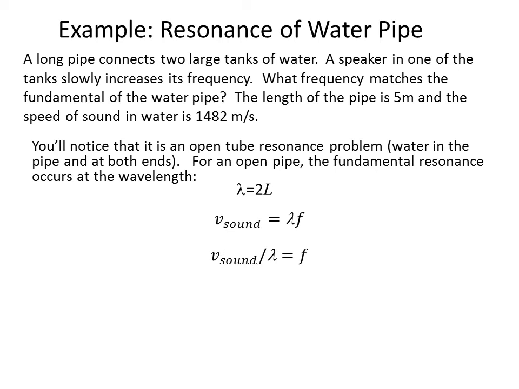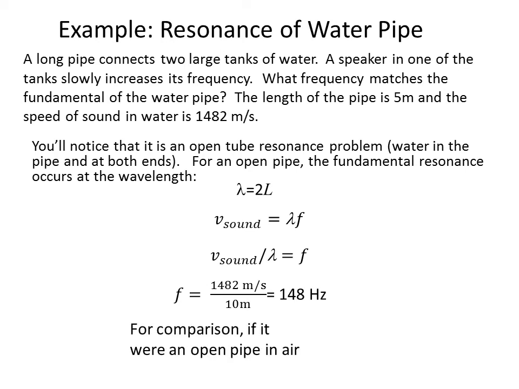So if we divide by lambda, we have V sound divided by lambda is equal to the frequency, so that the frequency is equal to 1,482 meters per second divided by the 10 meters, which is equal to 148 hertz. For comparison, if this were an open pipe in air, the frequency in air is equal to the speed of sound in air, 343 meters per second, divided by the wavelength, which is still 10 meters, which is 34 hertz.